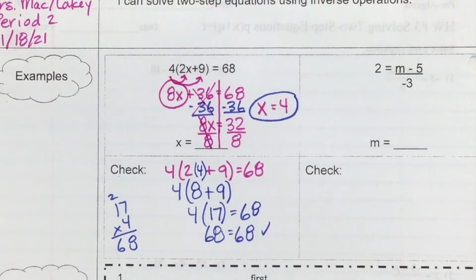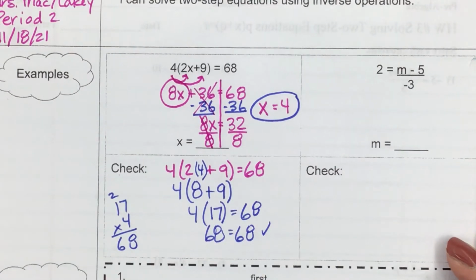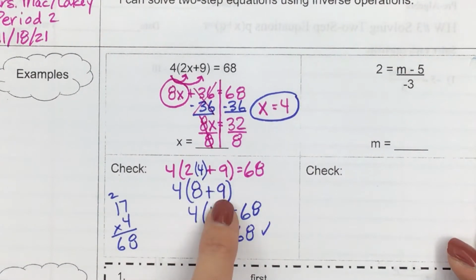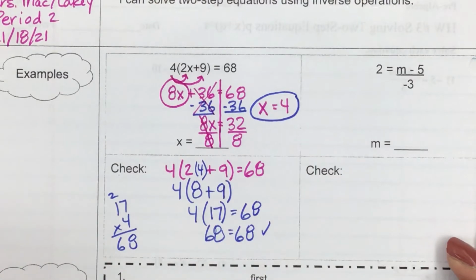So let's look at the next example. Ashlyn. You mean right here? You can distribute if you want. You can do 4 times 8 and 4 times 9 if you want. You'll still get the same answer.